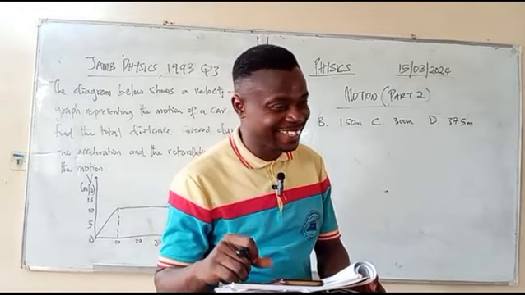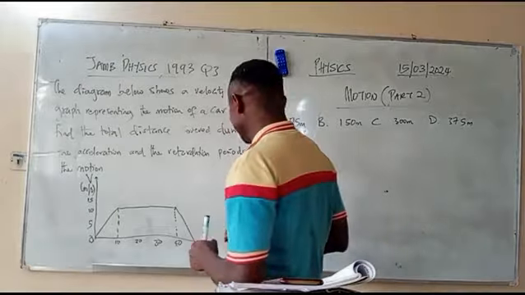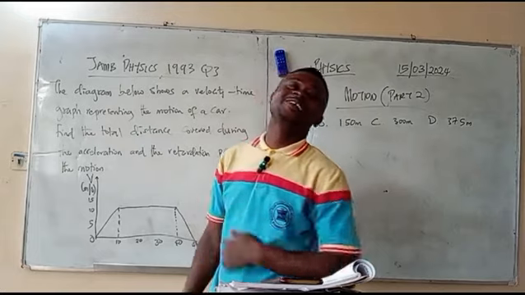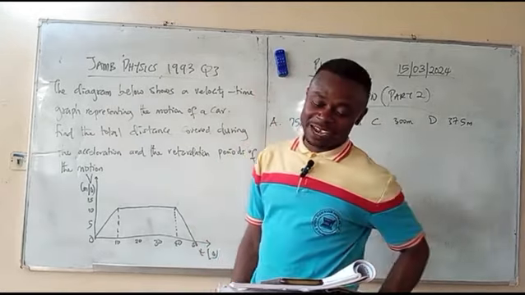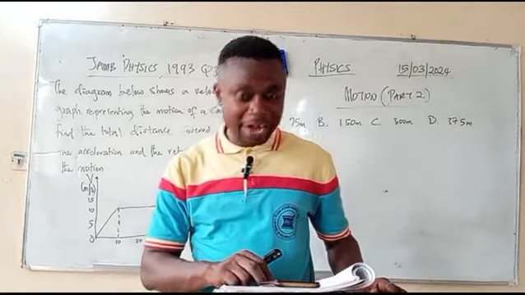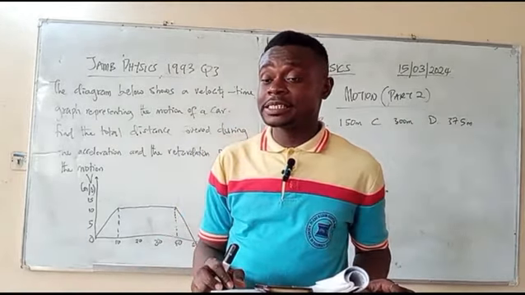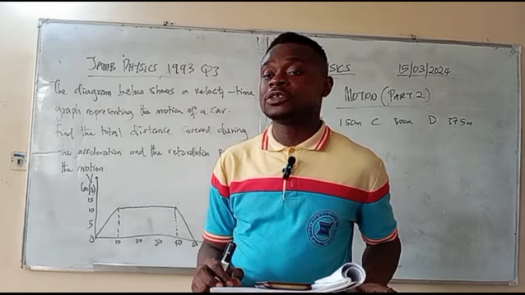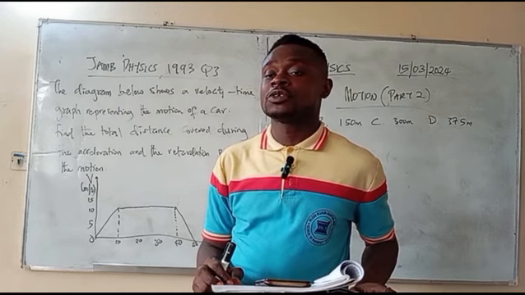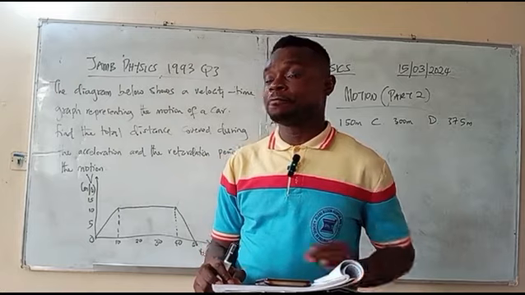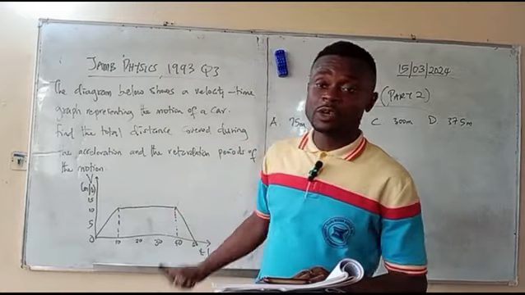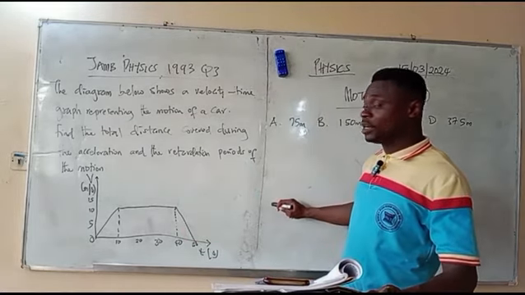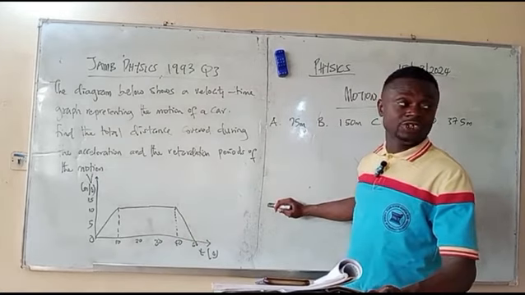What's the answer? Tell me how you get A. Can I ask you a question? What did I say about the velocity time graph? How do you determine what represents the distance covered? Remember, we said that in a velocity time graph, a straight line shows uniform motion.